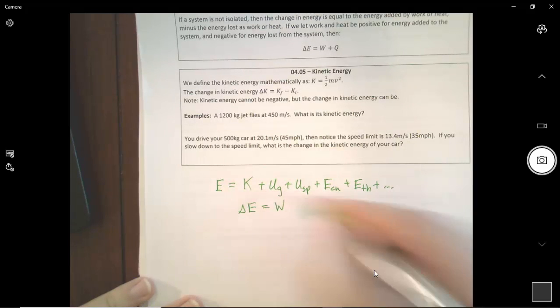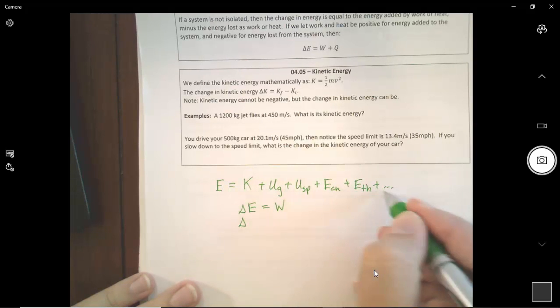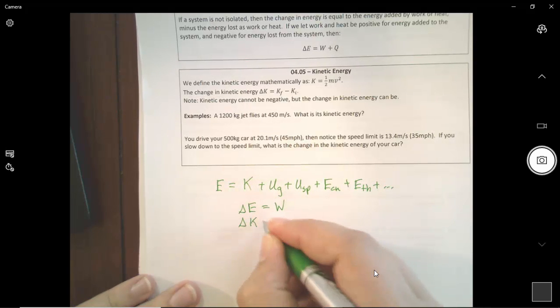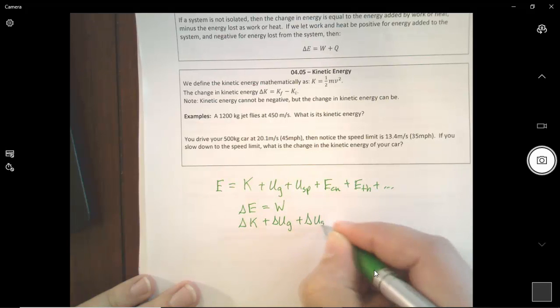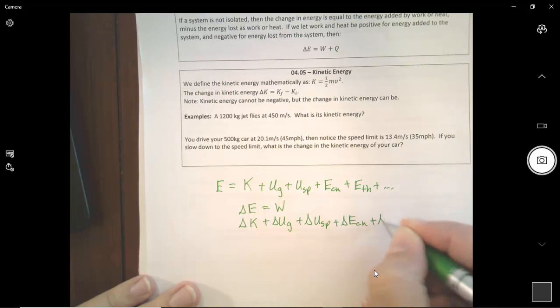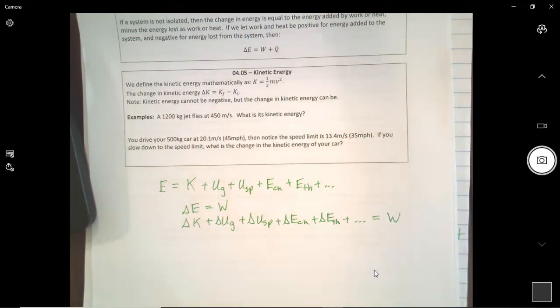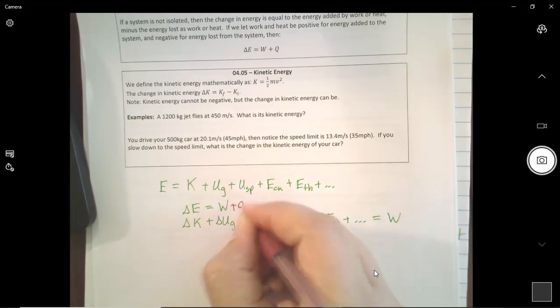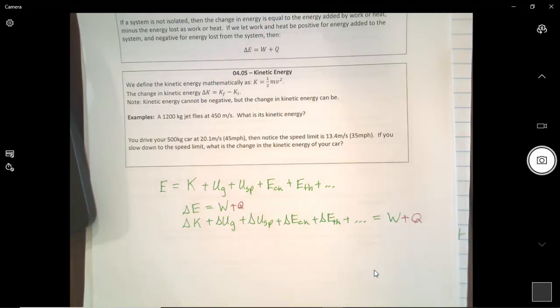So when you go through this, what that means is you're going to have a delta in front of each one of these terms. So you're going to have a delta K and a delta UG and a delta U spring and a delta E chem and a delta E therm and so on and so forth. And that's going to be equal to work. And like we said last time, technically there's a heat here as well. It's just we are not dealing with that in this unit.